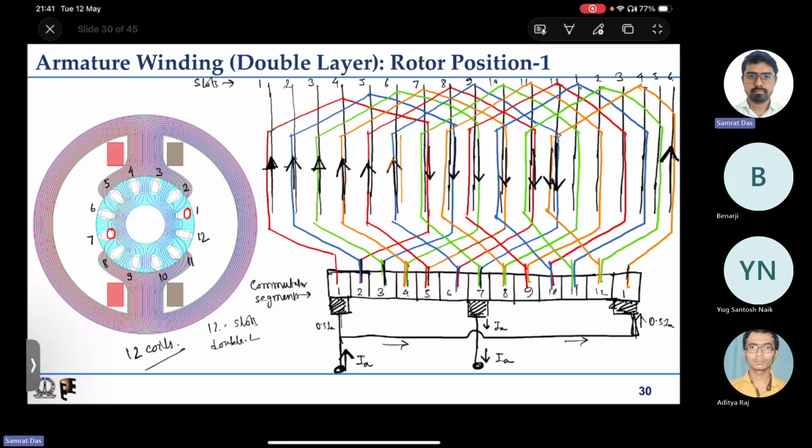So you see that slot number 12, both the coils are carrying current in the downward direction. Now it comes back to segment number 12, it goes upward like this, comes back downward like this. Again segment number 11 goes up like this, blue one comes down like this to the blue one, then transfers to the red one, goes up like this to the red one, comes down like this.